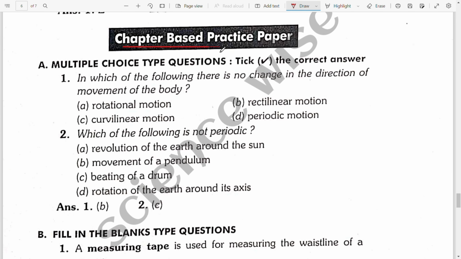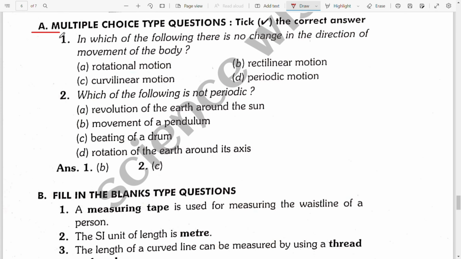Chapter based practice paper. Multiple choice question. In which of the following there is no change in direction of movement of body? Option B is the correct answer, rectilinear motion. In rectilinear motion, there is no change in the direction of movement of a body. Second, which of the following is not a periodic motion? Correct answer is C, beating of a drum.